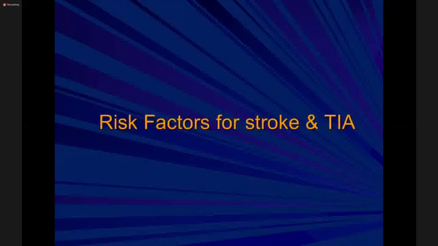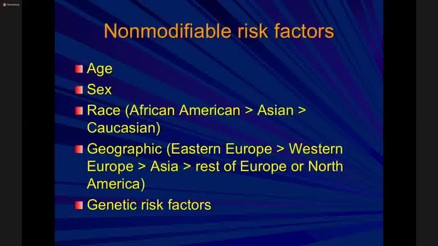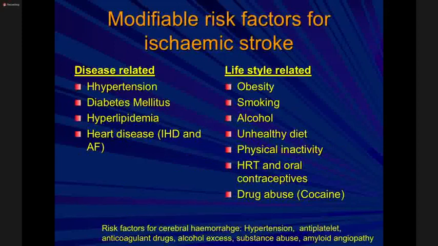So, risk factors for stroke and TIA. Now, when we talk on this, we decide based on risk factors. I told you the most common is atherosclerosis, and there are risk factors for atherosclerosis, and we divide them into 2 categories, non-modifiable and modifiable risk factors. Now, age, aging is a non-modifiable risk factor. Male sex is a non-modifiable risk factor, as are race, geography, and genetic risk factors. So those are non-modifiable risk factors. Whereas the modifiable risk factors are the more important ones. What are the modifiable risk factors?